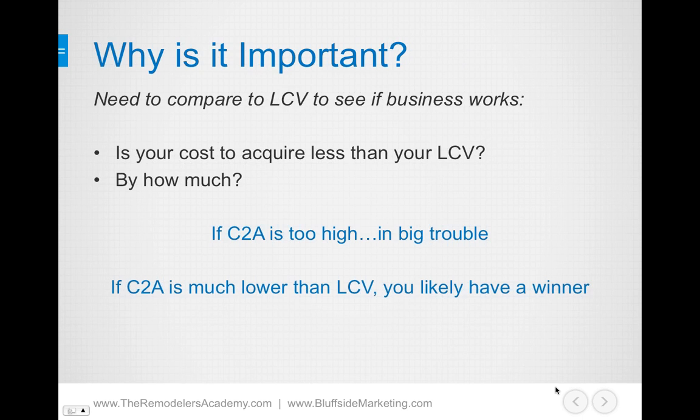Now, if the cost to acquire is too high, you're going to be in trouble, right? If the cost to acquire is much lower than the lifetime value, you have a winner. So let's say our cost to acquire became $3,000 and the lifetime value was $5,000. Now we're looking at a much different scenario, a much less profitable one, and you're probably going to be in trouble.